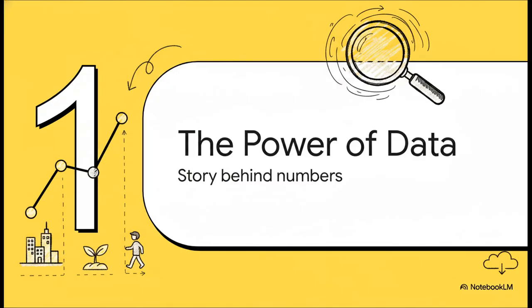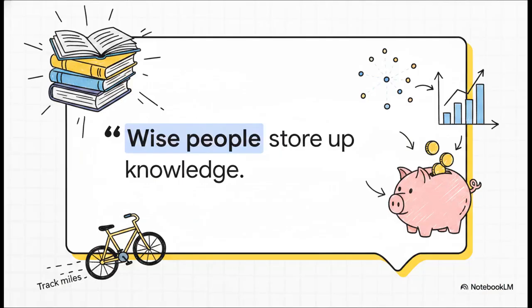Section 1, the power of data, understanding the story behind the numbers. You know, it is so easy to look at a scatter plot and just see a totally chaotic mess of dots. But data isn't random. It's literally a story waiting to be told. Every single number represents something real.